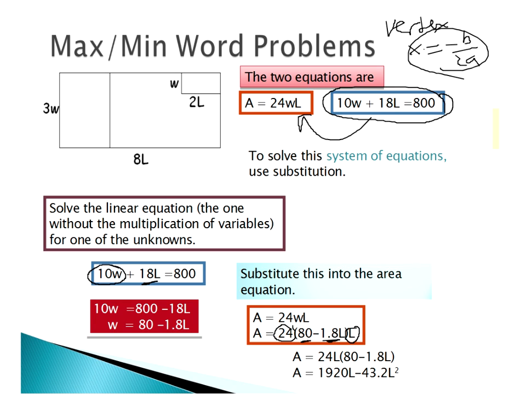Now it's very important you recognize that this 1920 is the B value, because it's in front of the L, not the L squared, even though it's written first. Really, I made up this equation, so it doesn't have to be in any set order. And you'll notice here again that this negative 43.2 is in front of the L squared. It's the L squared coefficient, so that's my A value.